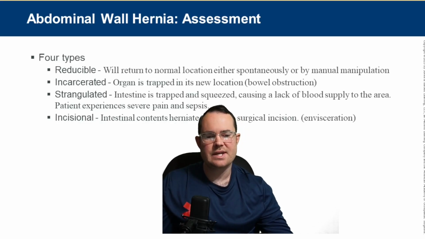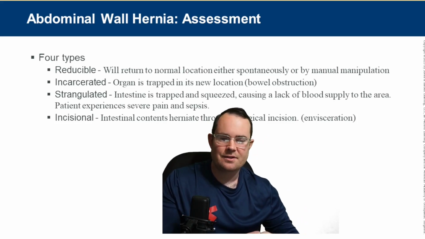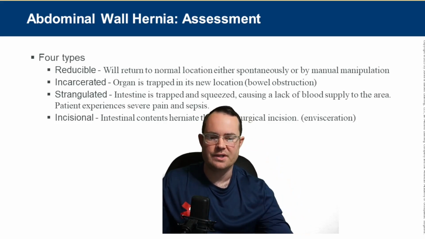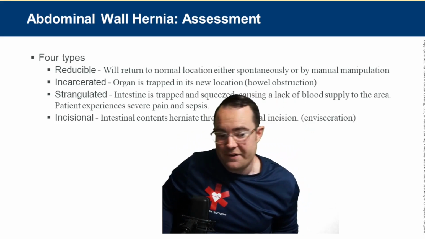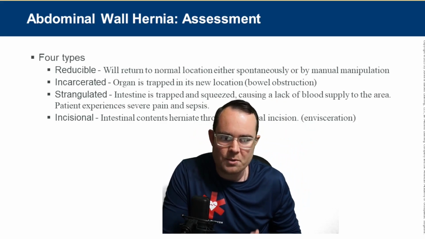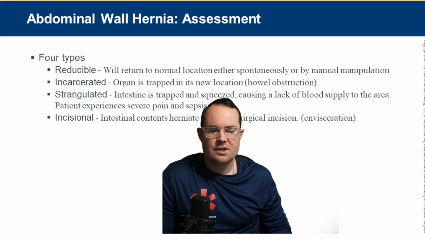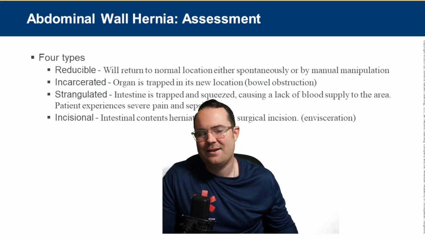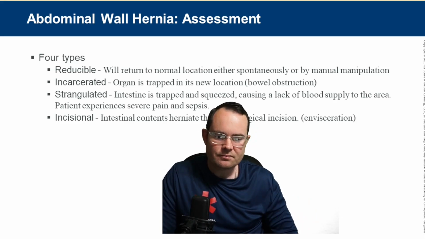So this is a good time for one of those. Let me write down some notes on different words. It says that there's four different types of hernias. First one is reducible. Okay. I made sure to put the definitions on here for you guys. Reducible returns to its normal location either spontaneously or by manual manipulation. So wherever that hernia is at, it comes out and it goes back to its normal location.